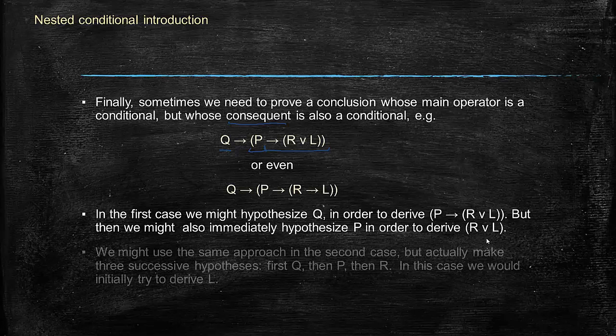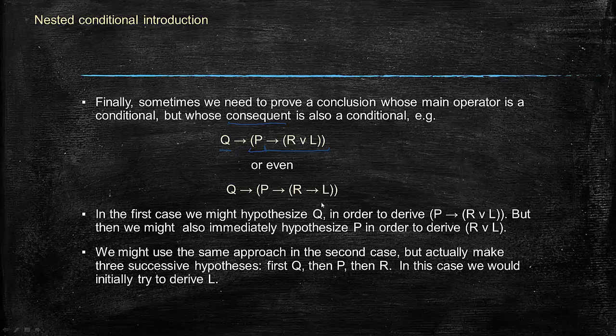Now in the second case, the same reasoning would apply, but we'd actually make three distinct hypotheses. First, we'd hypothesize Q, then we'd hypothesize P for the purpose of deriving if R then L, but seeing that even this is a conditional, we would hypothesize R and then just focus on getting L. So let's see how that works in an actual proof.